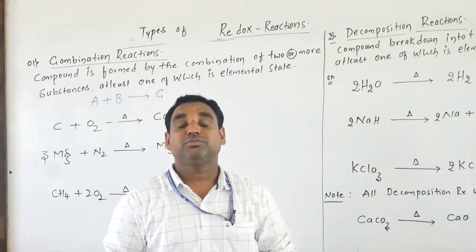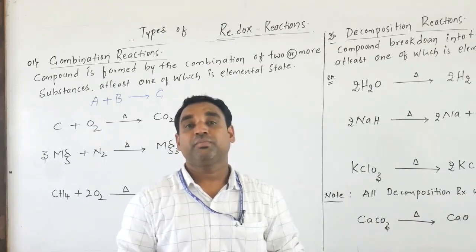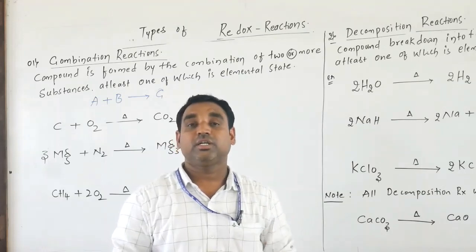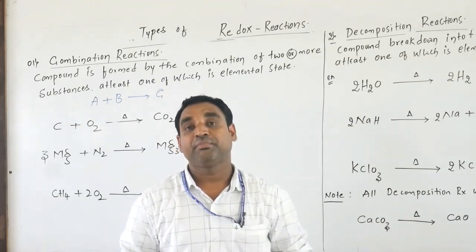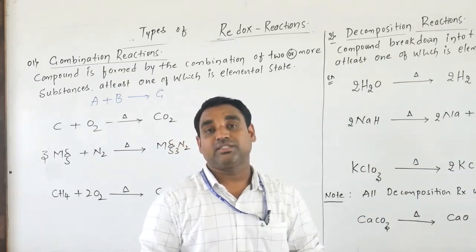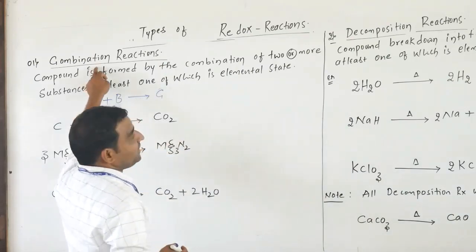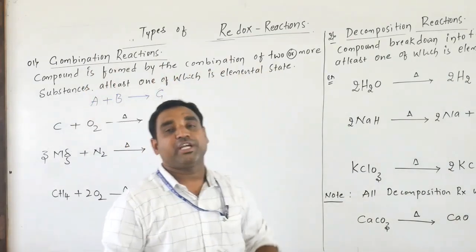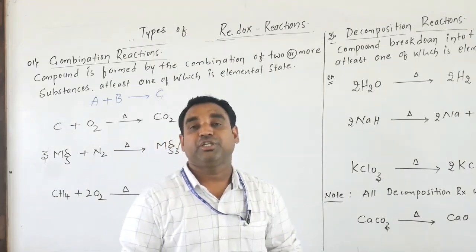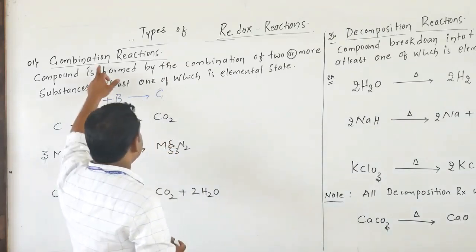In earlier classes, we were discussing the oxidation number, its definition, how to calculate the oxidation number of a particular element, and also the rules to calculate the oxidation number. In today's class, we will discuss the types of redox reactions. There are four types of redox reactions. First one is the combination reaction, second is the decomposition reaction, third is the displacement reaction, and fourth is the disproportionation reaction. Among the four, now we discuss the combination reactions.